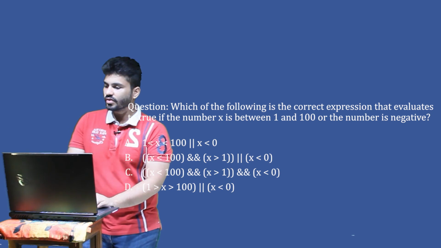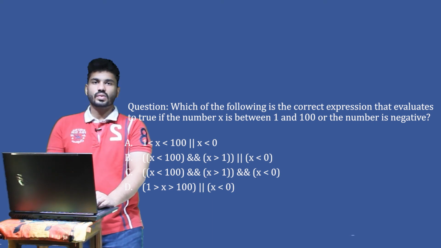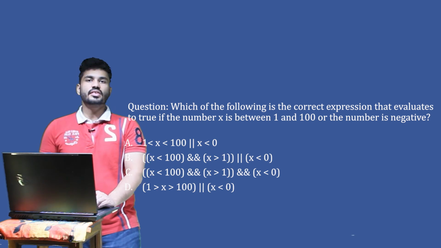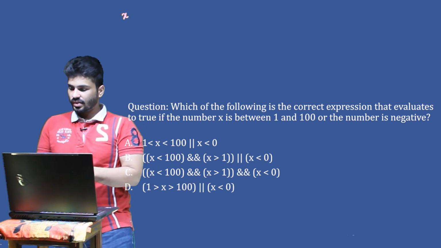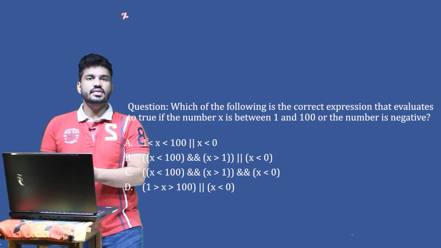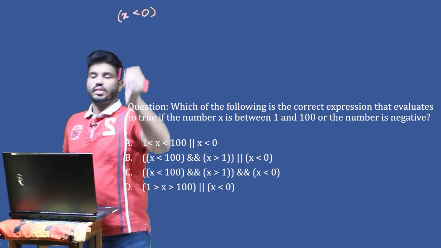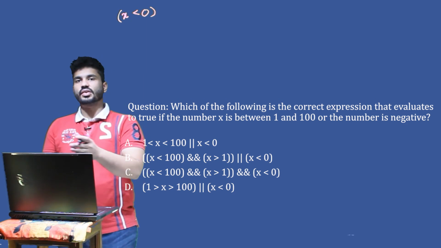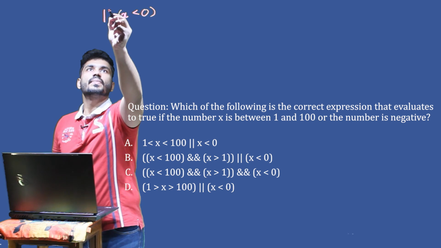In the next question, we have to find out which of the following is the correct expression that evaluates to true if the number x is between 1 and 100 or the number is negative. So the second condition is easy to code. The number is negative. Negative numbers are less than 0. So x is less than 0. It should evaluate to true in both cases, when condition 1 is true or when condition 2 is true. So we put an or in between them.